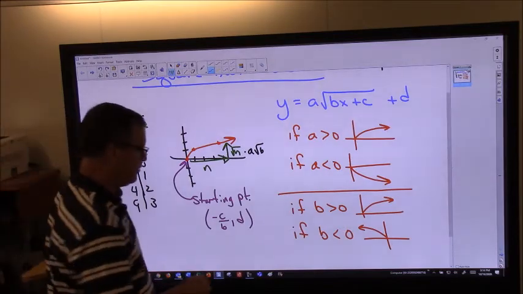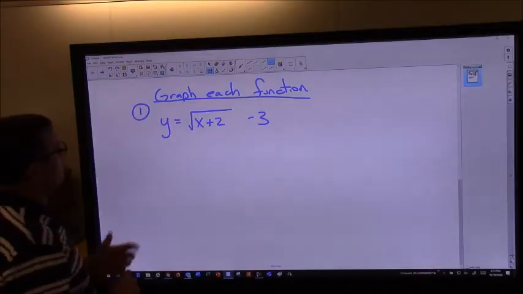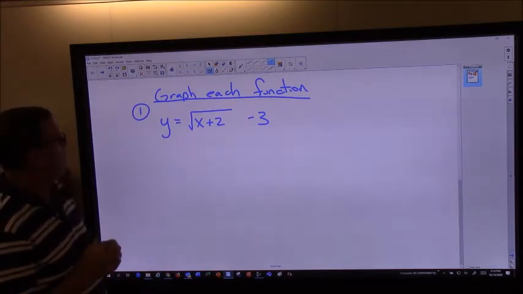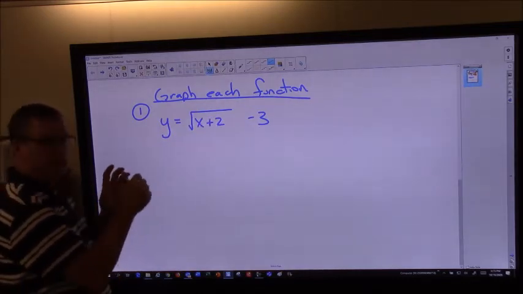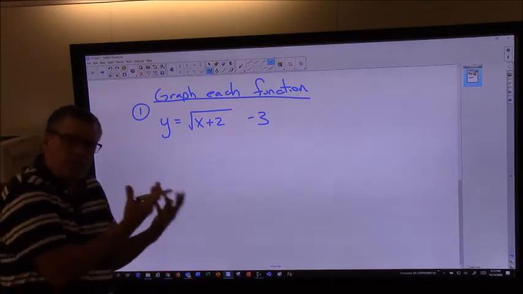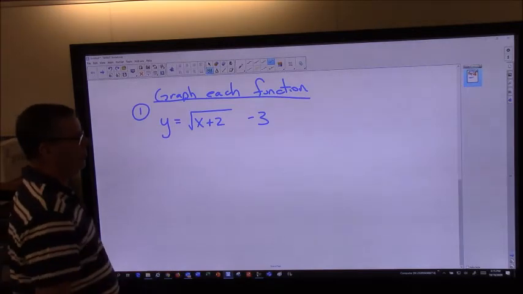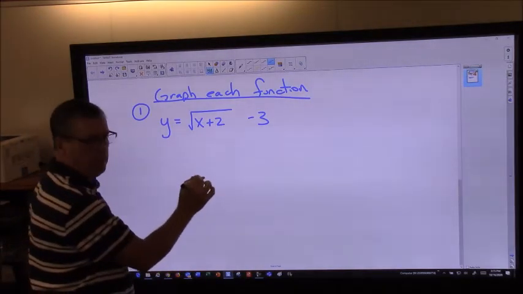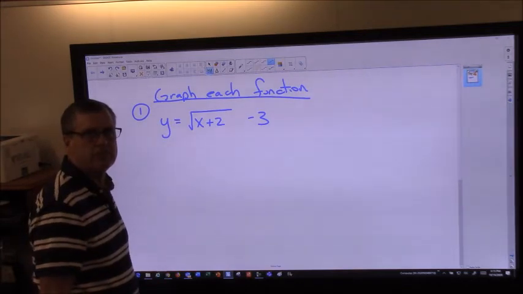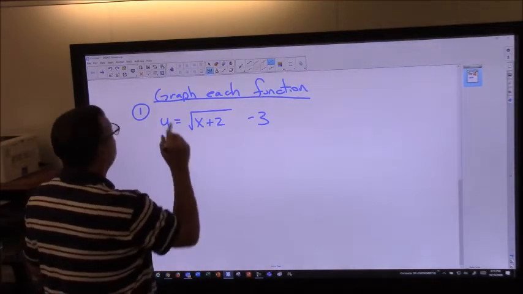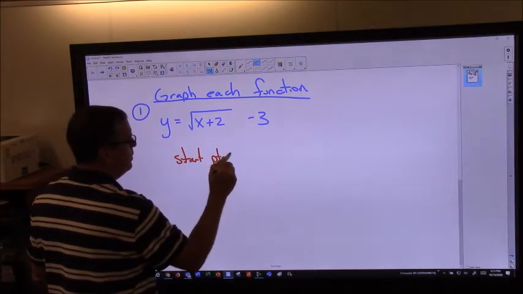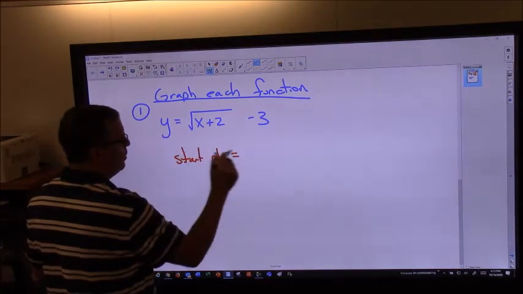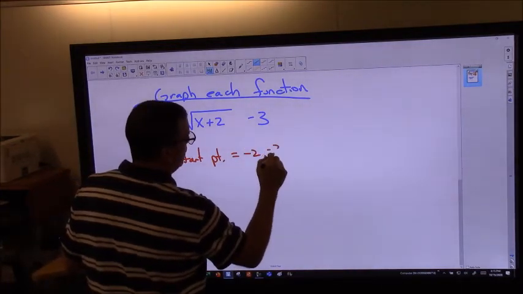All right, let's do a sample one here. I'll keep the first one fairly easy. I want to graph y equals the square root of x plus 2 minus 3. So just like before, I'm going to write down a little bit of information. And I think you guys should do this as well. In terms of how to show my work, write down a couple key pieces of information and then go produce the graph. So my starting point is going to be negative 2 over 1 comma negative 3.